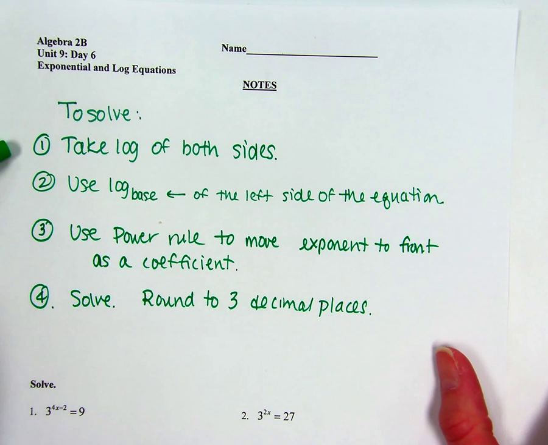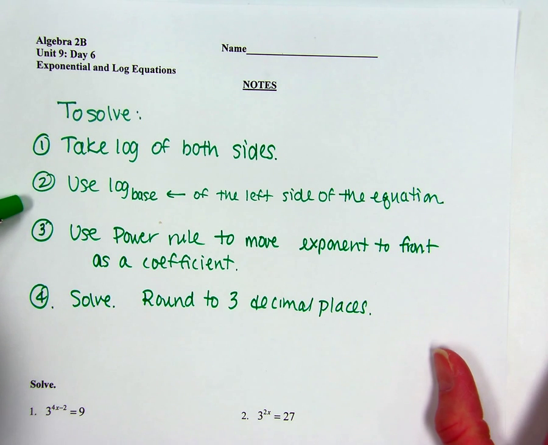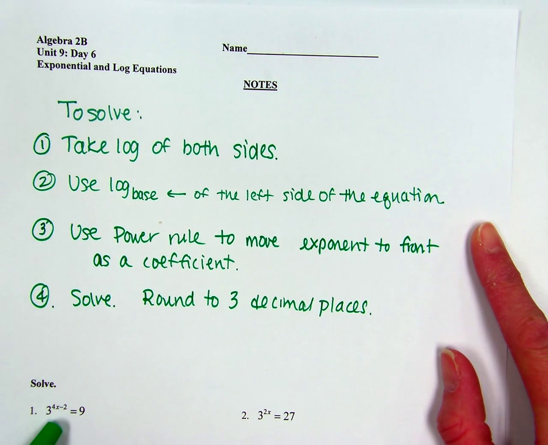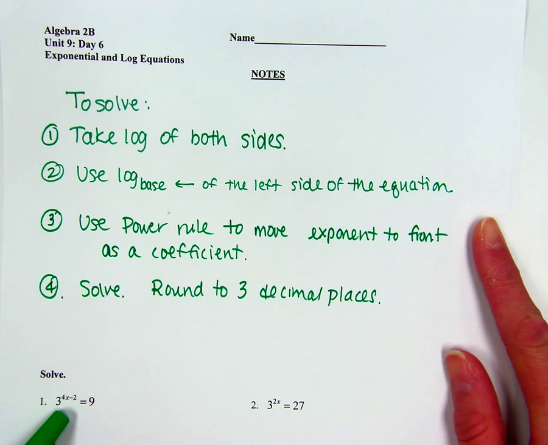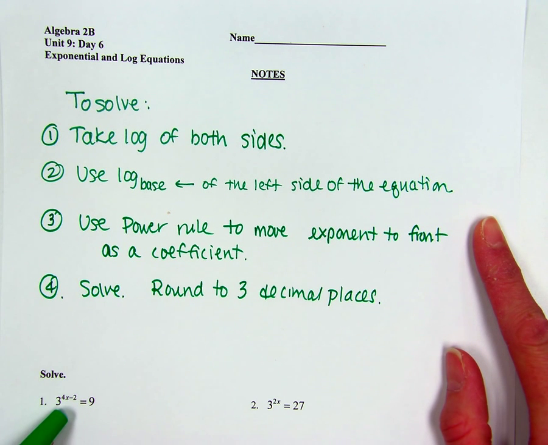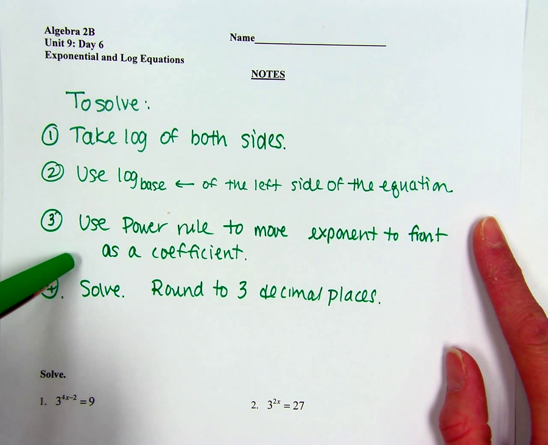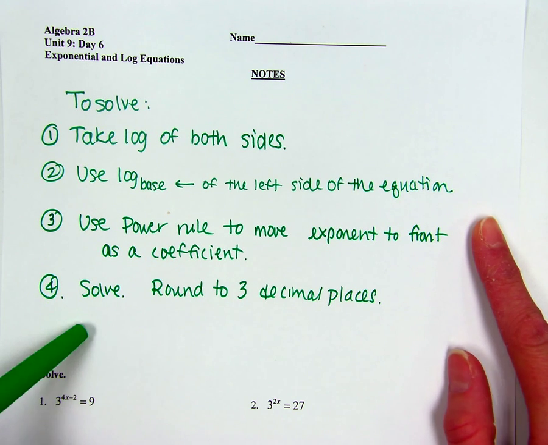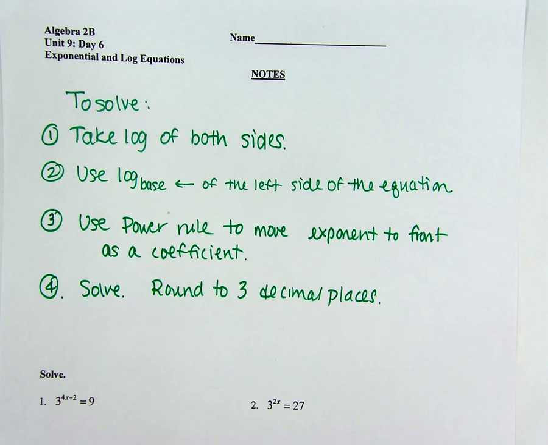So we're going to take the log of both sides. We're going to use whatever base that's on the left side of the equation. So for example, in number 1, since it's base 3, we're going to do log base 3. Then we're going to use the power rule, which we talked about the other day. And then we're going to solve and round to 3 decimal places. Again, if you need to pause the video to write down all the notes, then go ahead and do that. Otherwise, we're going to move on to the problems.